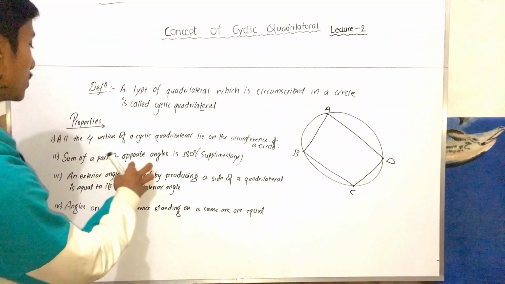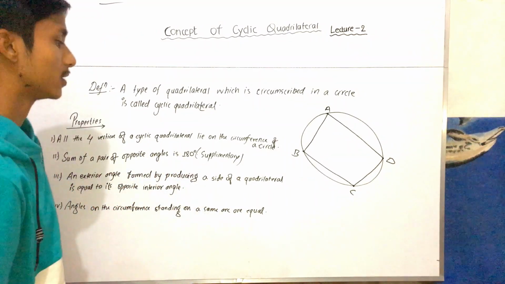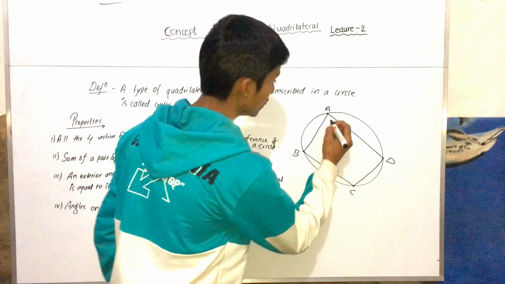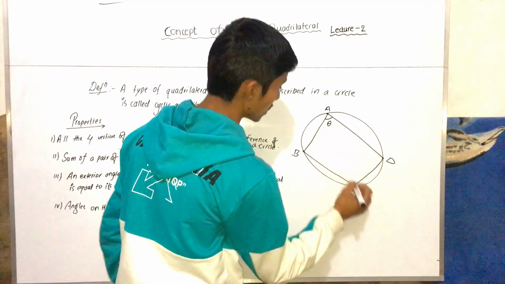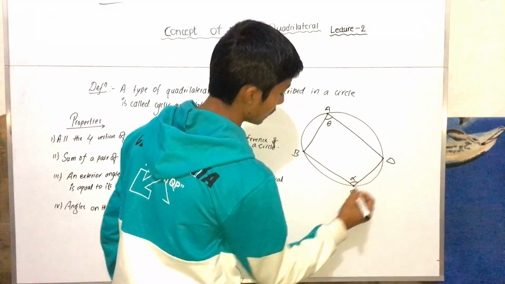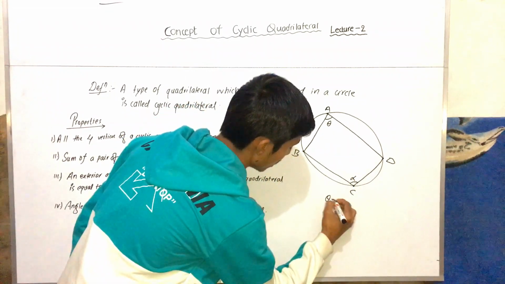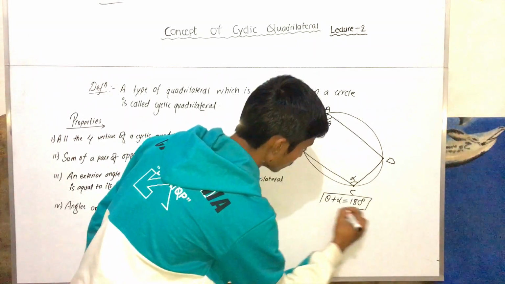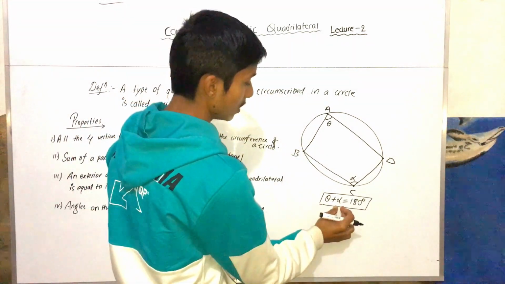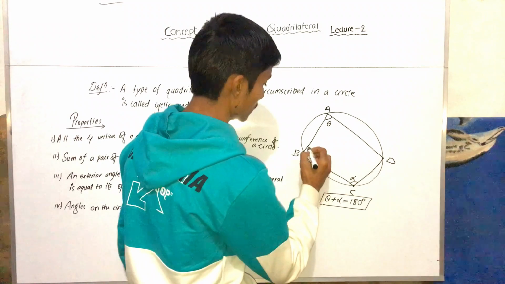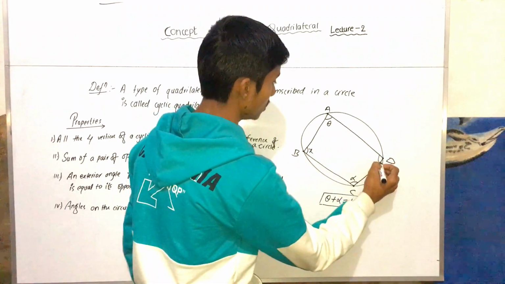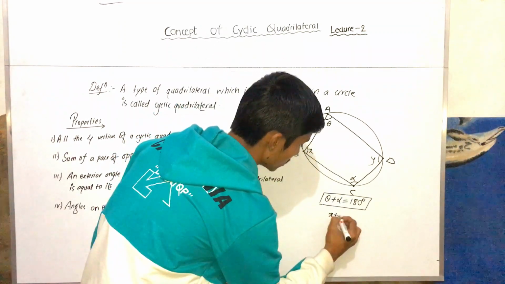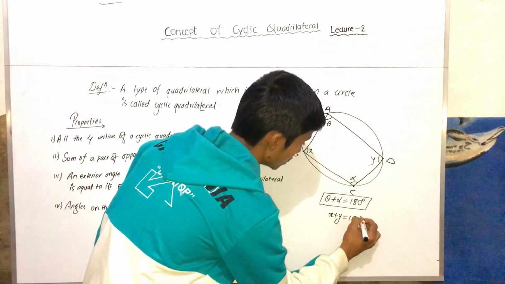The sum of a pair of opposite angles is 180 degrees, or supplementary. According to this second property, suppose this is angle theta and this is angle alpha, then angle theta plus angle alpha is equal to 180 degrees. And let this angle be x and this angle be y. Then according to this property, angle x plus angle y is equal to 180 degrees.